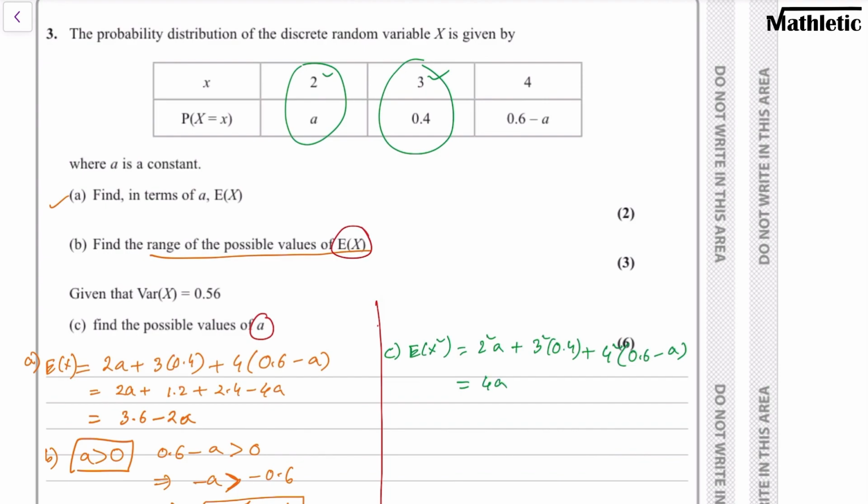Simplifying this will give us something like this: 4a, 3.6, 9.6 minus 1 minus 16. 4 square is 16, right?